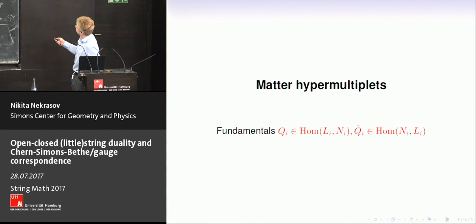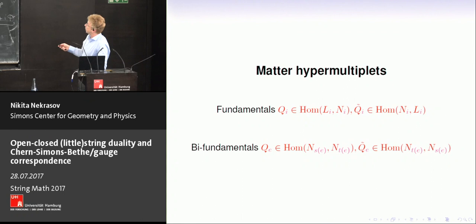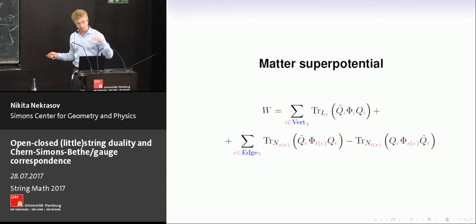And then there are bifundamental hypermultiplets, which are assigned to the edges. And so you have Q, which acts along the arrow from the source space to the target space, and Q tilde, which acts in the opposite direction. So the standard N=4 Lagrangian, written in N=2 superspace language, has a superpotential which has this form.